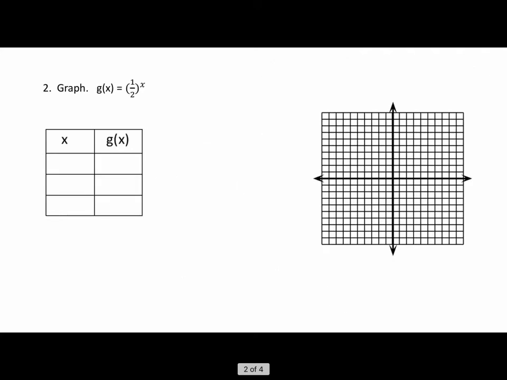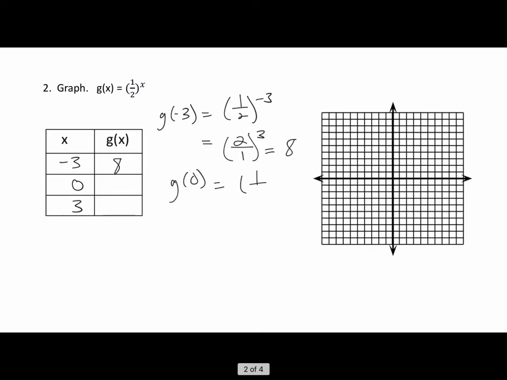Our next example, graph g of x equals 1/2 to the x power. So again, we want to look at a negative, 0, and a positive and see what happens here. So g of negative 3 is 1/2 to the negative third power. And that negative exponent tells me that I have to flip over a division bar, and then I'll have a positive exponent. So that's really 2 to the third, which is 8.